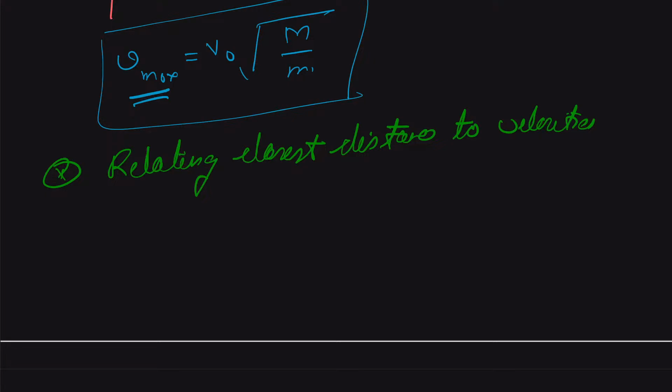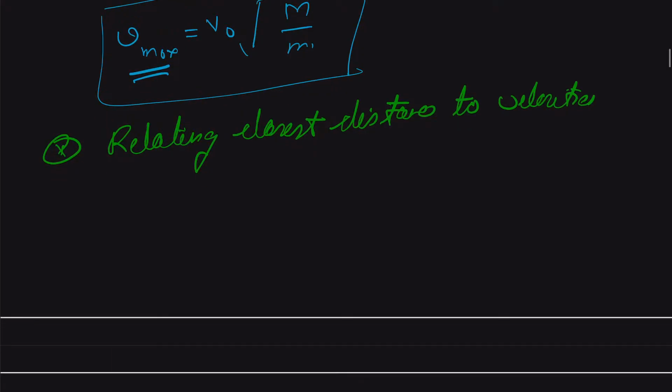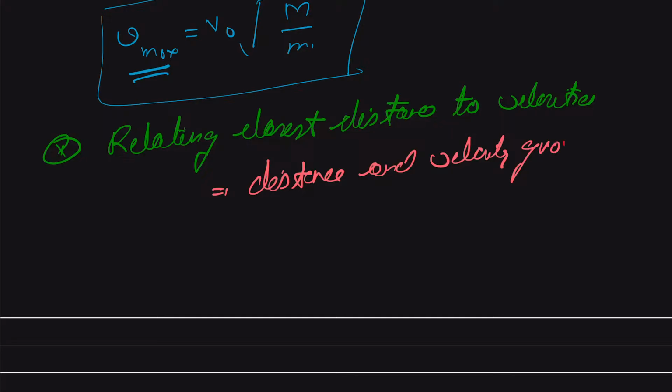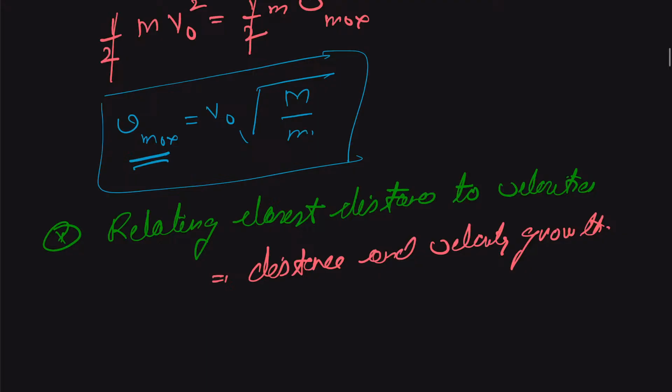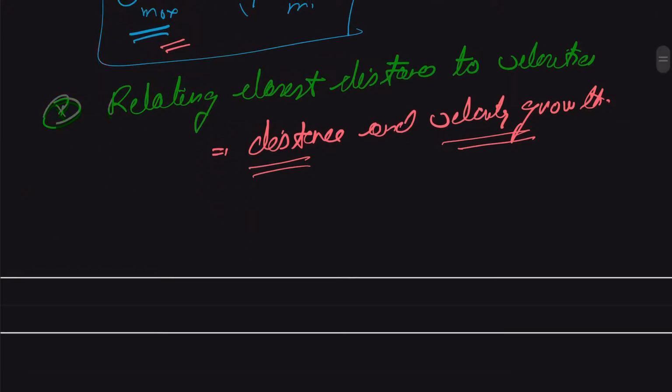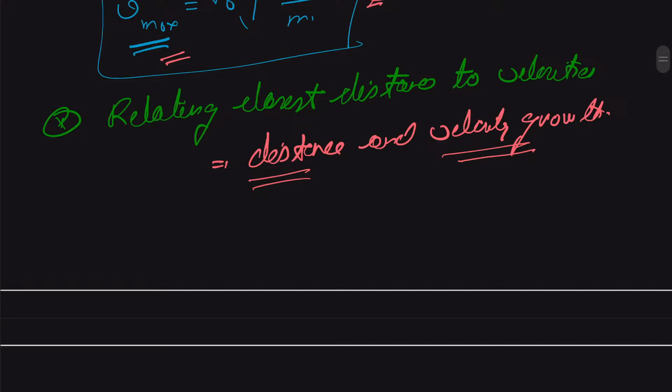So it means we have to make a connection or draw a relationship between the distance and velocity growth, because initially the velocity of the ball was 0 and finally it has increased to this value v maximum. It means the velocity of the ball is increasing steadily. Okay, so we have to make a relationship between this distance as well as the velocity growth.